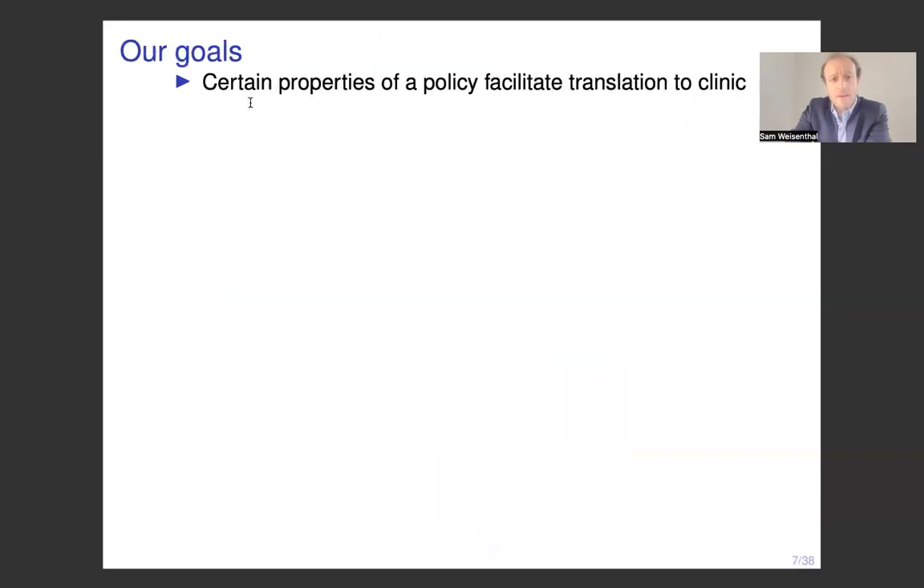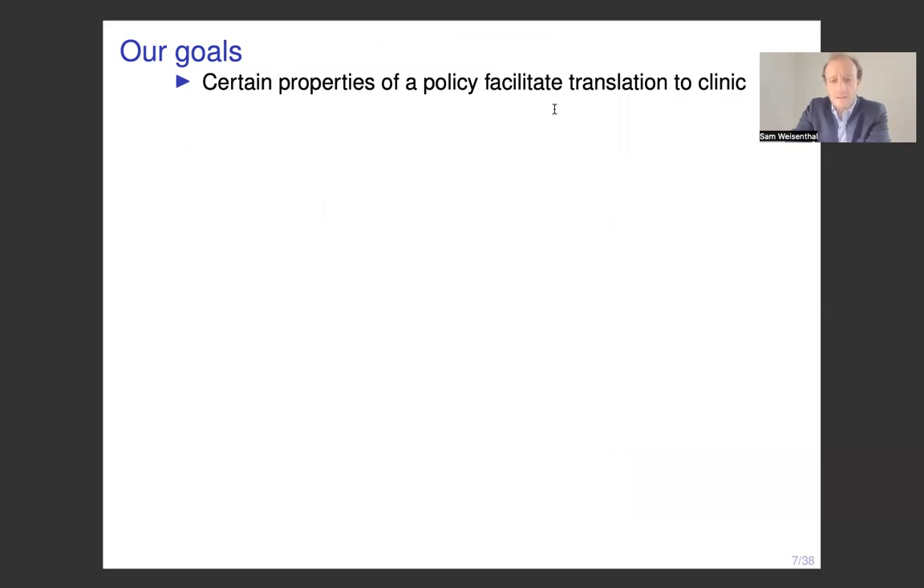So our goals, we're going to now define our goals. We think that certain properties of a policy facilitate translation to clinic. That's kind of our epistemological basis for this work. We're thinking about how to get a new treatment strategy that will be used in the clinic.